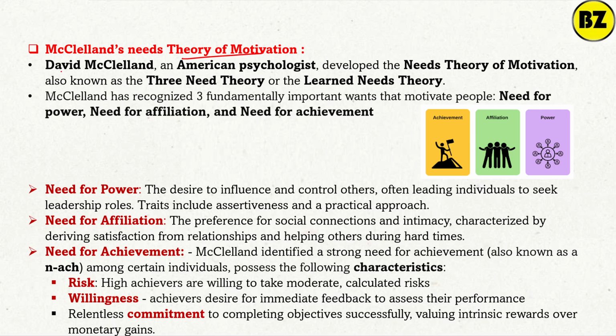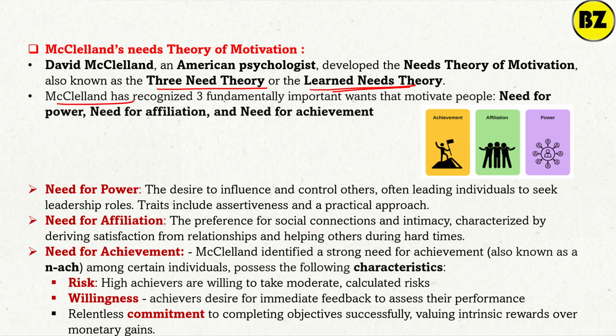David McClelland was the American psychologist who developed the needs theory of motivation, also called the three need theory, also called the learned needs theory. Remember, the names are different but it is one and the same. The three need theory or the learned needs theory is nothing but McClelland's need theory of motivation.